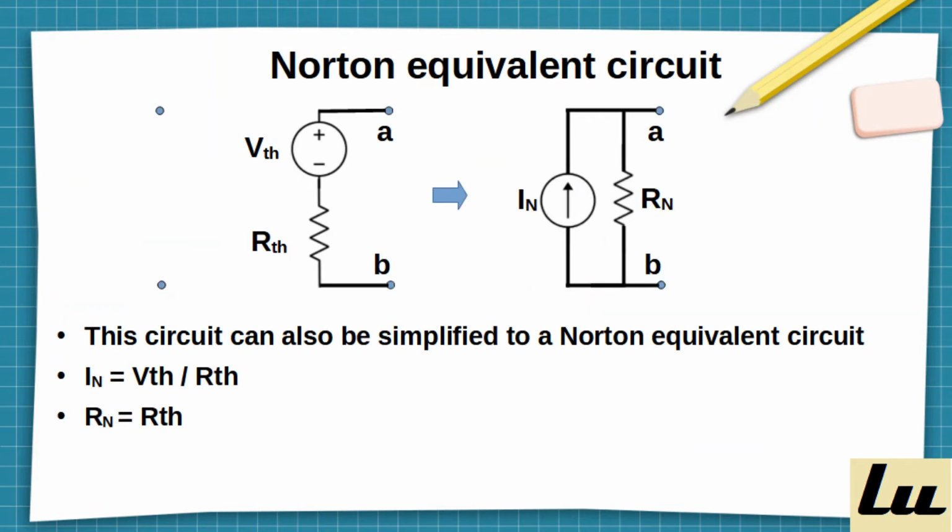This circuit can also be simplified to a Norton equivalent circuit. IN equals VTH divided by RTH. RN equals RTH.